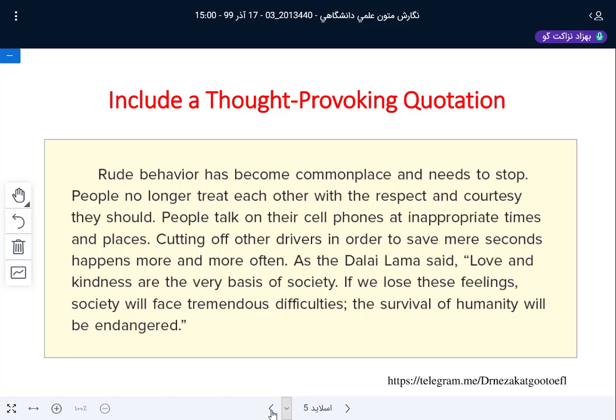So, as the Dalai Lama said, love and kindness are the very basis of society. If we lose these feelings, society will face tremendous difficulties. The survival of humanity will be endangered. So, we conclude this, the last paragraph, with a thought-provoking quotation.